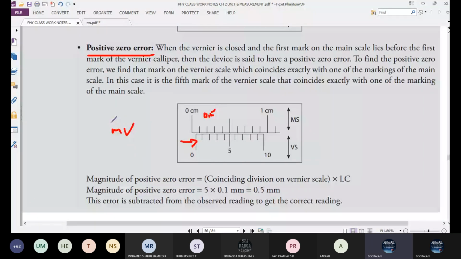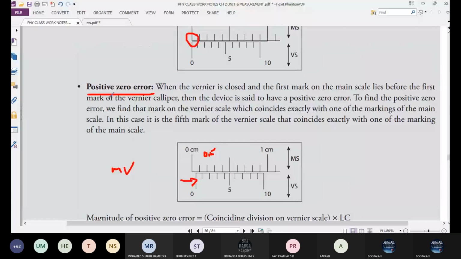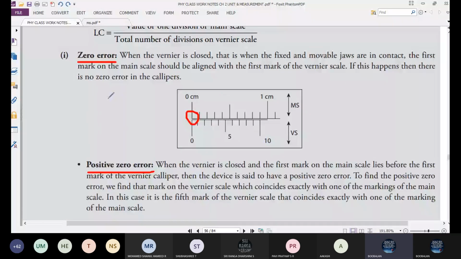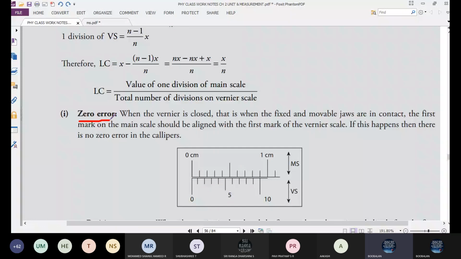Draw the diagram. Zero error diagram. Diagram enough.